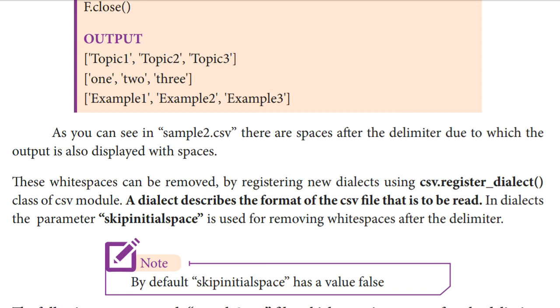The CSV file has to be in this format, and it has to be read in this format. So we have the format in a dialog. So the dialog is describing the format. In dialogs, the parameter skip initial space is used for removing white spaces after the delimiter.